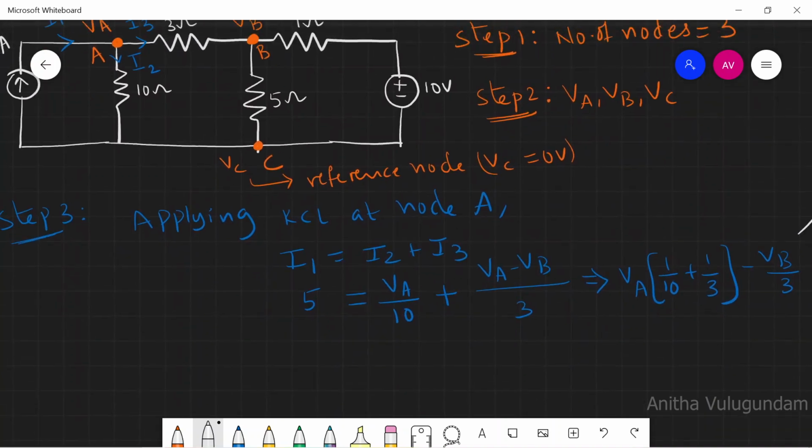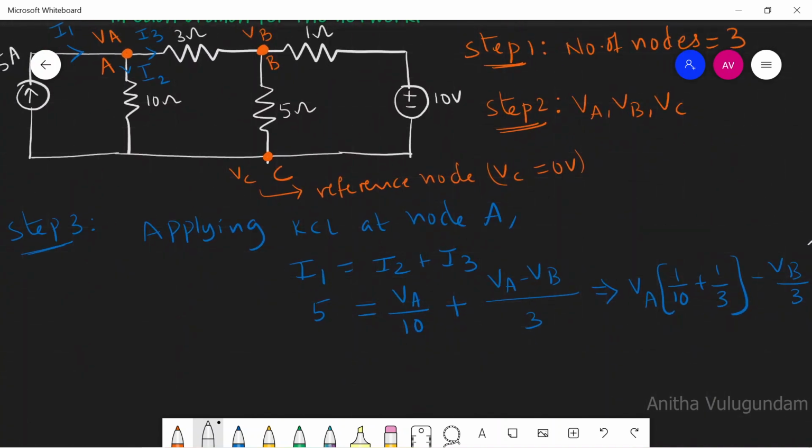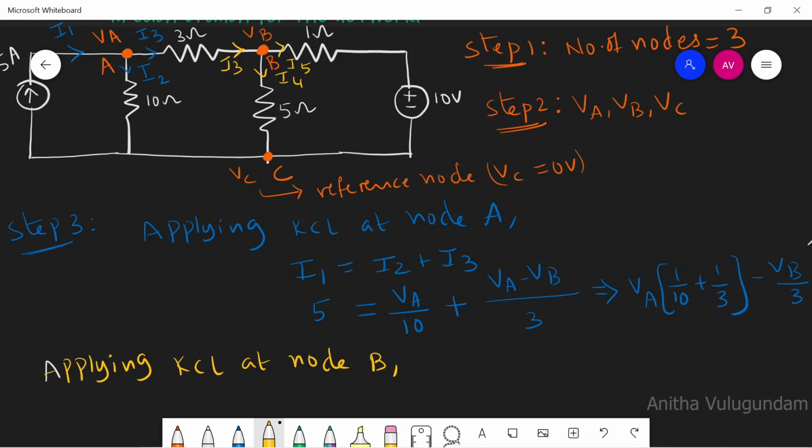Next, we have one more non-reference node, B. Applying KCL at node B. Here, let this same I3 be entering, and I am assuming the other two, I4 and I5, are leaving. According to KCL, sum of currents entering equals sum of currents leaving. So I3 equals I4 plus I5.